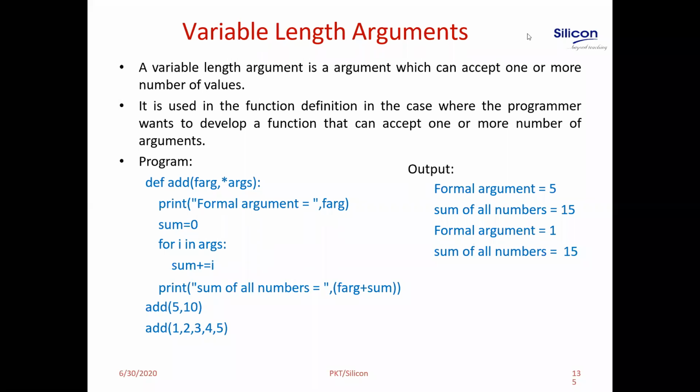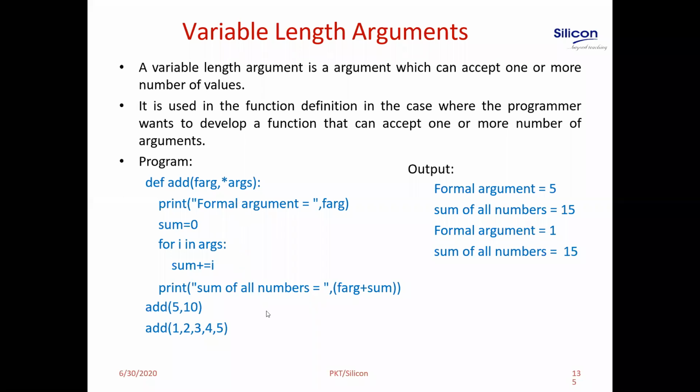Okay, so just look over here. I have taken two variables over here, FARG and star ARGS. This is the first argument, and this is for the argument list. The star is not a pointer. This is a symbol that is being used for variable length arguments. If this is the first argument, and this is the argument list, argument strings, I print what FARG is.